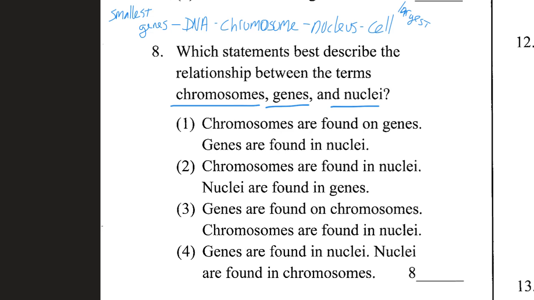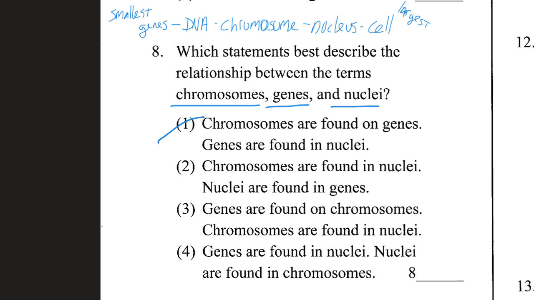That's incorrect because genes are parts of DNA which are bundled into chromosomes. So genes are found on chromosomes. Option number 1 is incorrect. Chromosomes are found in nuclei. That is correct, right? So the chromosome is smaller and is found in the nucleus.